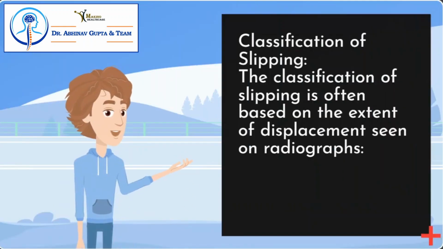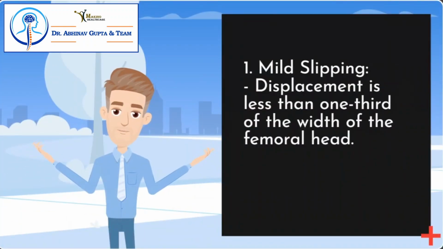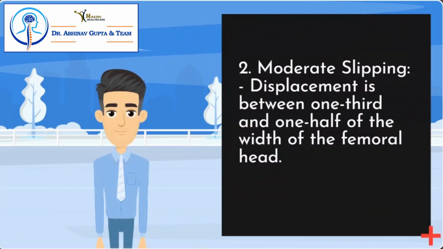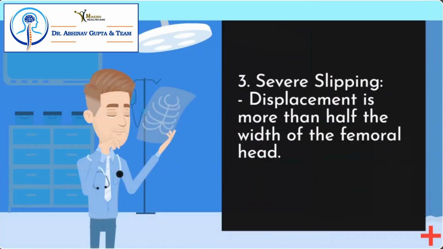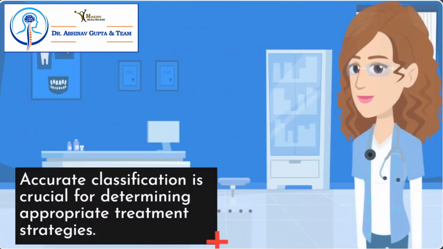Classification of slipping. The classification of slipping is often based on the extent of displacement seen on radiographs. 1. Mild slipping. Displacement is less than 1/3 of the width of the femoral head. 2. Moderate slipping. Displacement is between 1/3 and 1/2 of the width of the femoral head. 3. Severe slipping. Displacement is more than half the width of the femoral head. Accurate classification is crucial for determining appropriate treatment strategies.